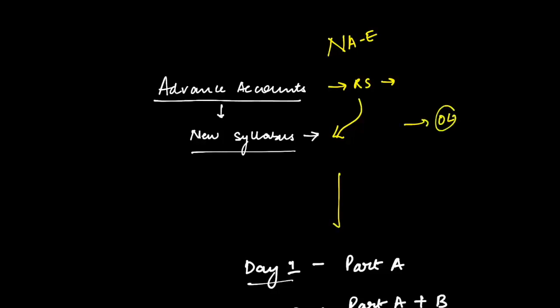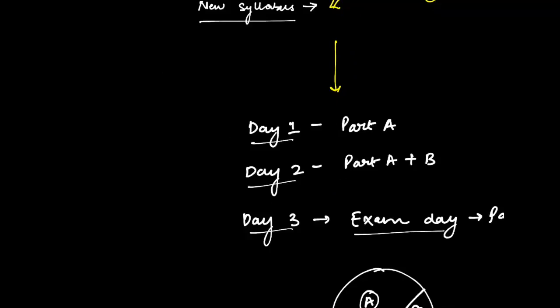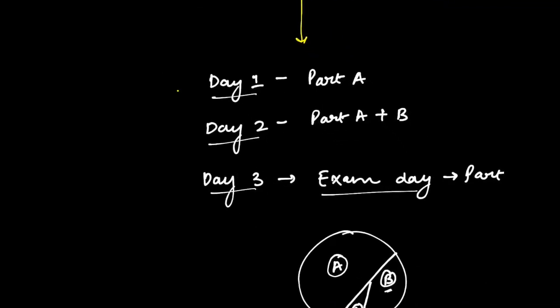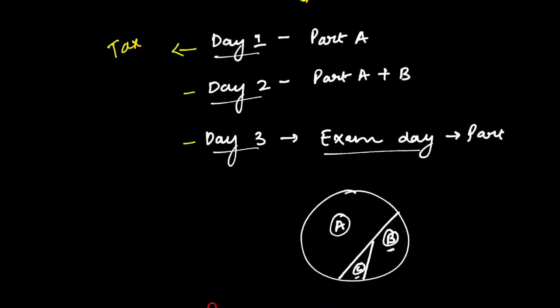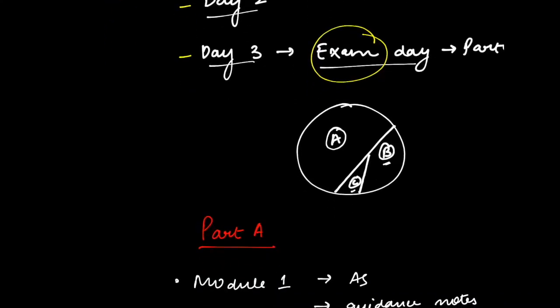So let's get started. We have divided the duration of our preparation into 3 days: day 1, day 2, and day 3. Day 1 is the day on which you are having your tax exam. Day 2 is tomorrow, the second day that you have for preparation, and day 3 is basically the day of your exam. Coming on to the syllabus, we have divided our syllabus into 3 parts: A, B, and C.